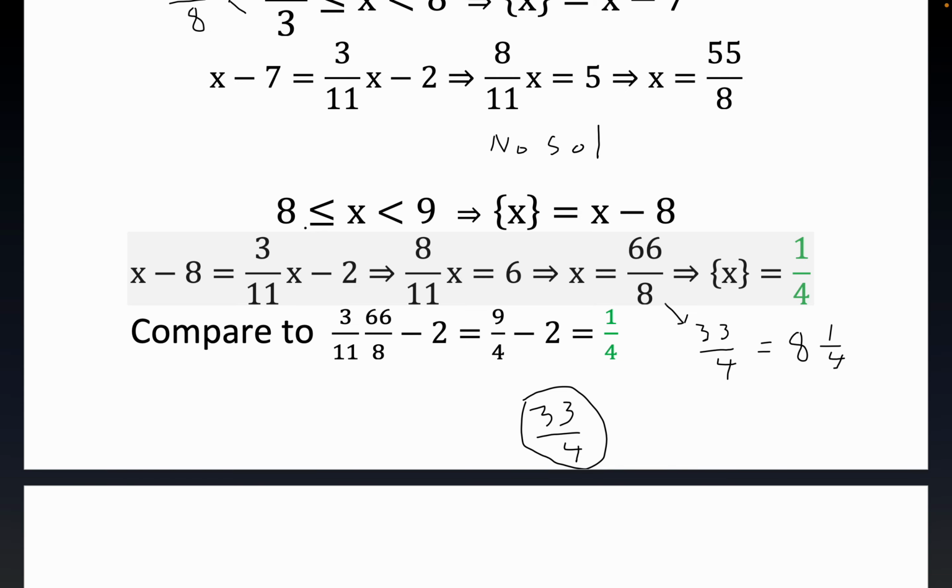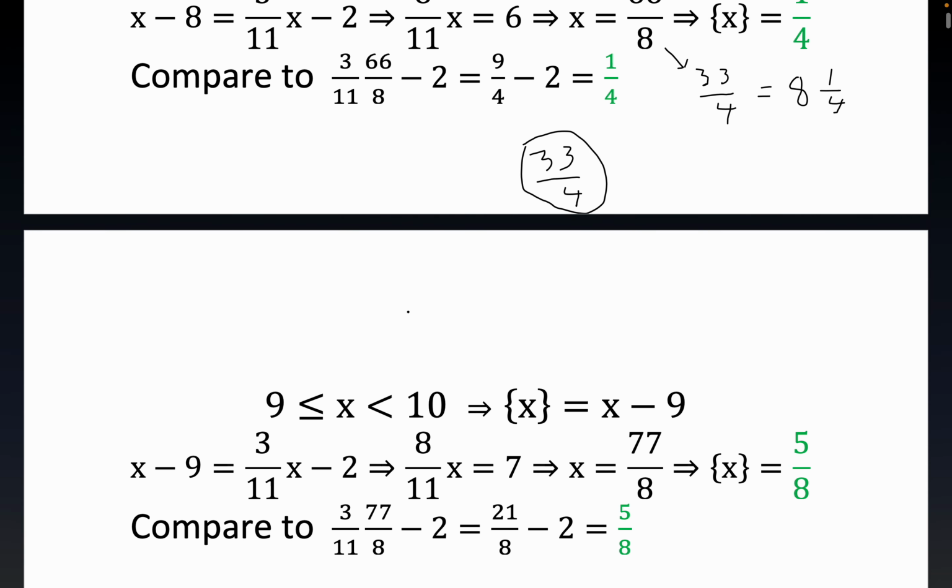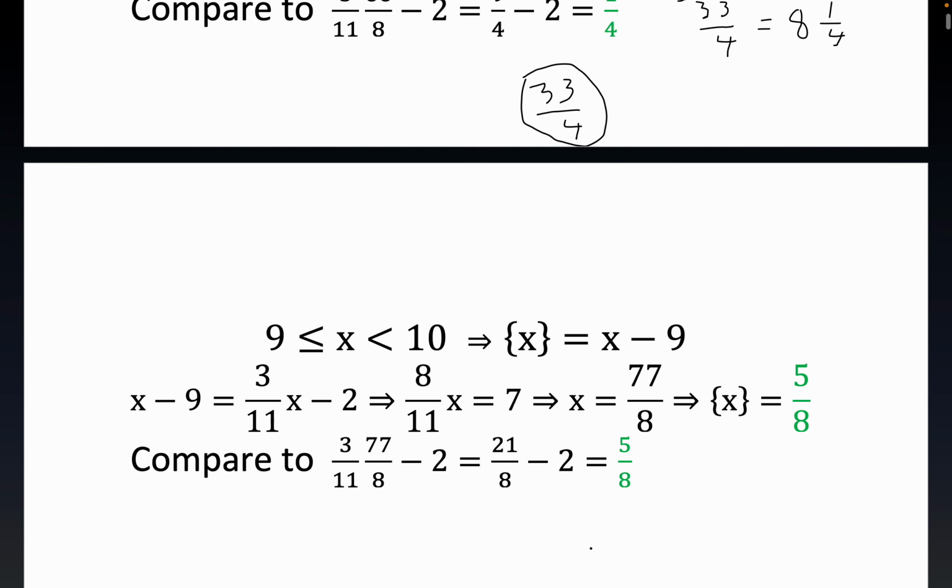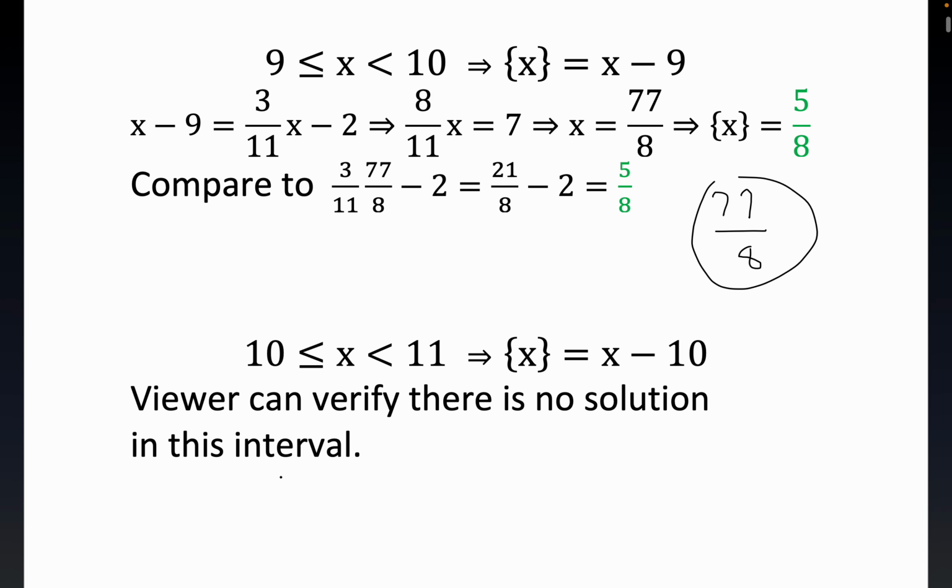All right, now we've taken care of the interval from 8 to 9, so let's go to interval 9 to 10. In a similar fashion, we get 5 over 8, and you guys can follow that work. Save some time here. And so now we know that, what was the number? 77 over 8? Yeah. So 77 over 8 is a solution. All this stuff is about the same. So we finished up 9 to 10, and now from 10 to 11, you guys can check that if you want.